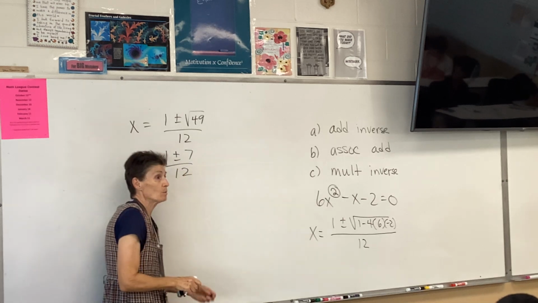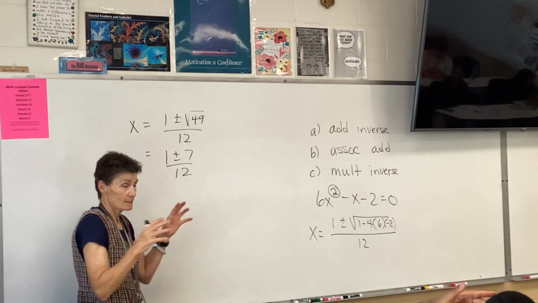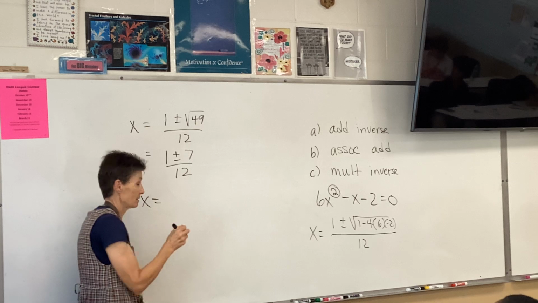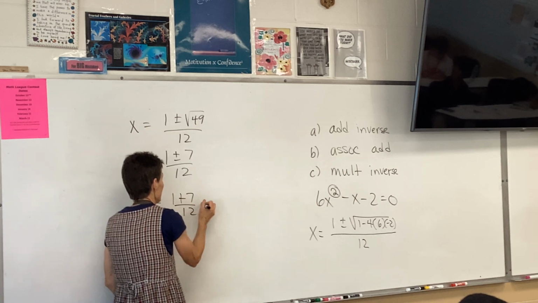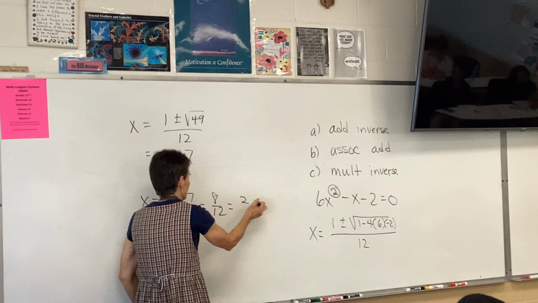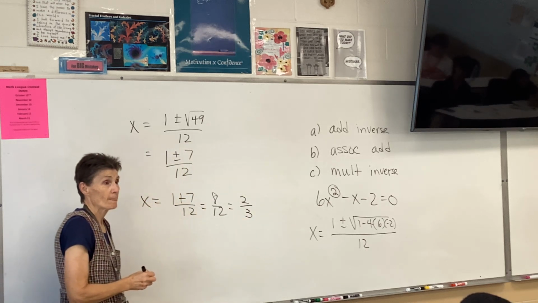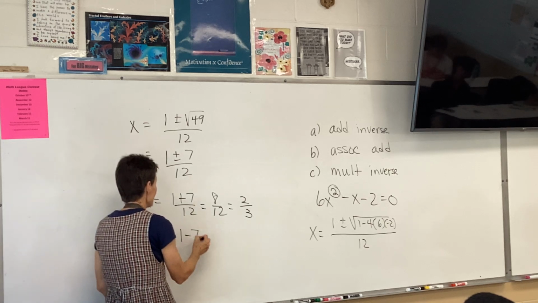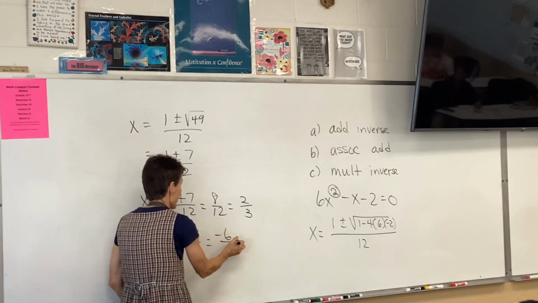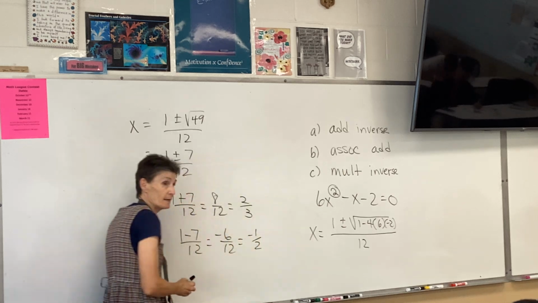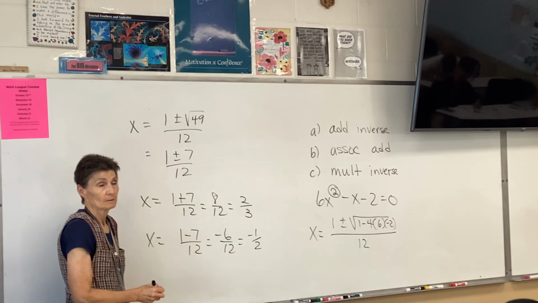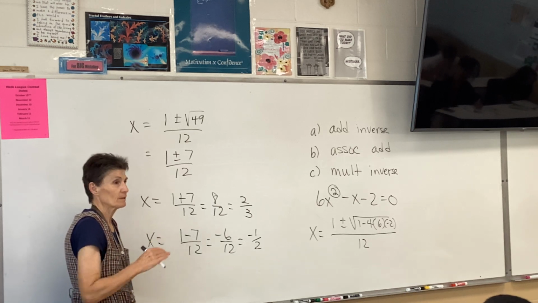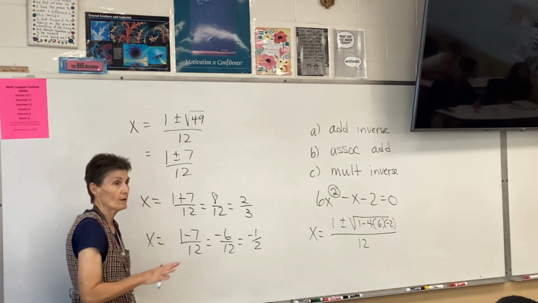So this is one where we need to simplify it. So 1 plus 7 is 8, or 8/12, or 2/3. And 1 minus 7 is negative 6/12, or negative 1/2. That is perfectly okay, wonderful, 100%.